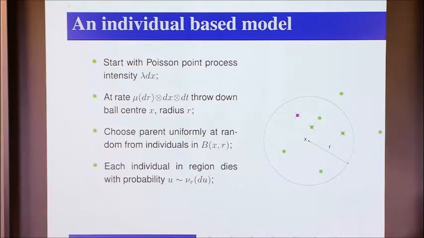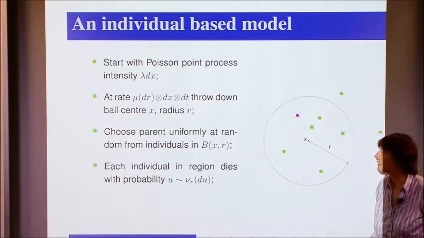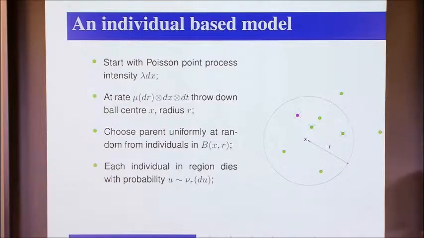Now, I'm going to pick independently every time an event falls a probability. That probability, which I've denoted U, tells me the proportion of individuals that are going to be replaced in this reproduction event. So each individual is going to flip a coin that comes up heads with probability U, and if it gets a head, it dies. So it thins the population.